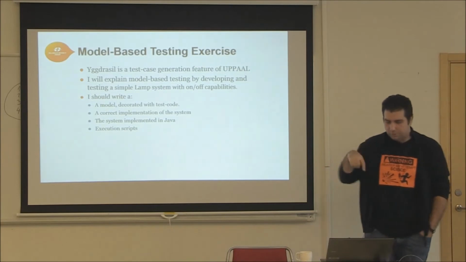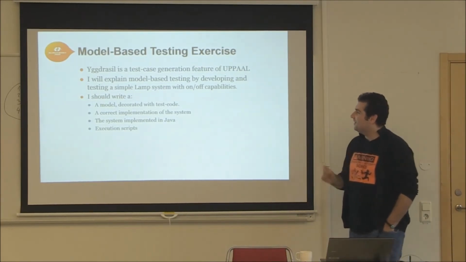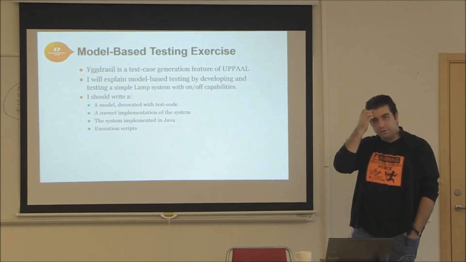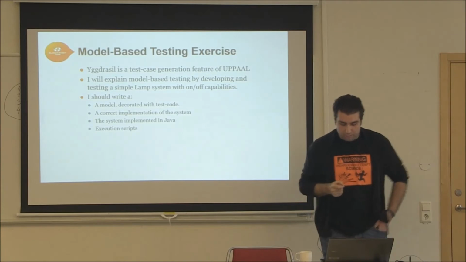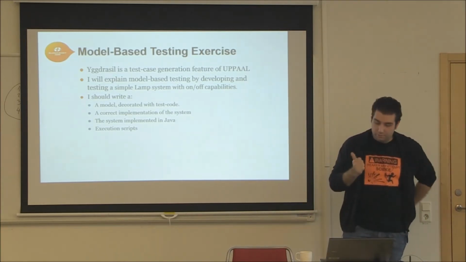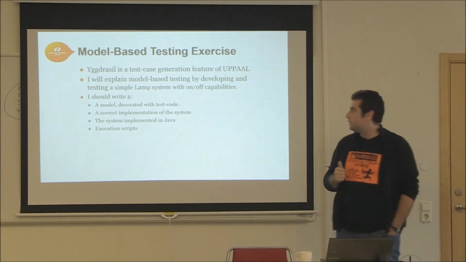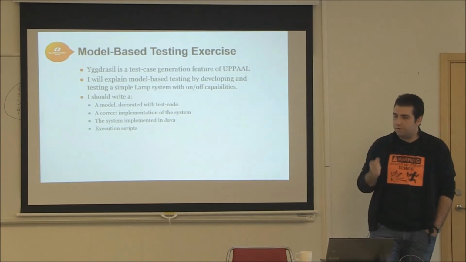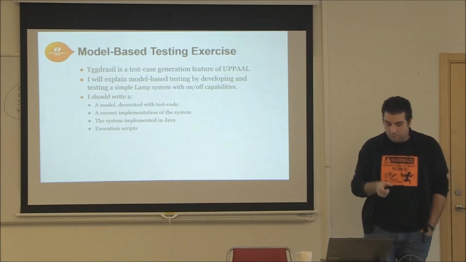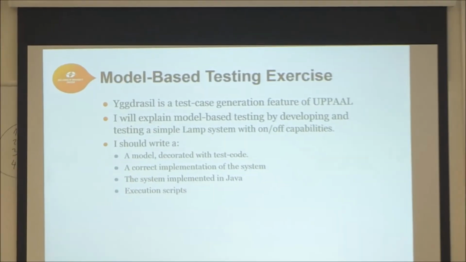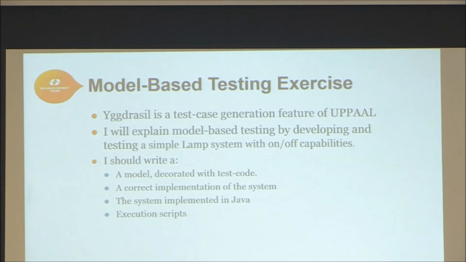So I will do an exercise, so you will not have to do anything. So that's good. But I will show you Yggdrasil, which is a test case generation feature of the UPPAAL model checker, and I will explain model-based testing by developing, well, I don't think I have to develop, but I developed and tested a simple lamp system with on-off capabilities. So I wrote a model decorated with test code. Then you have a correct implementation of the system, or what I think is correct. And the system will be implemented in Java. And I will have some execution scripts.